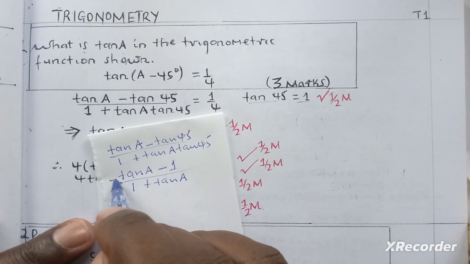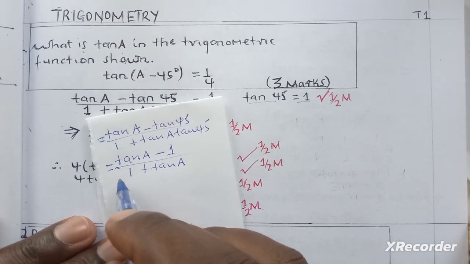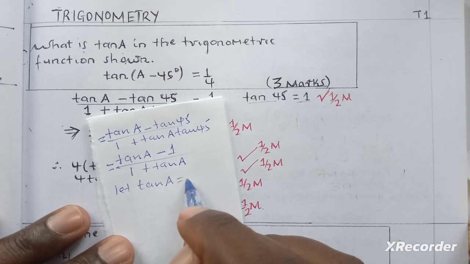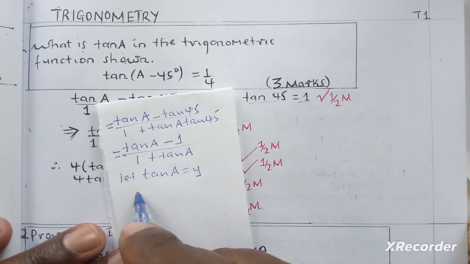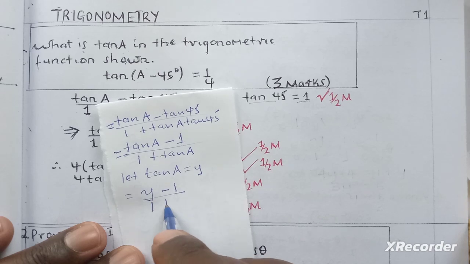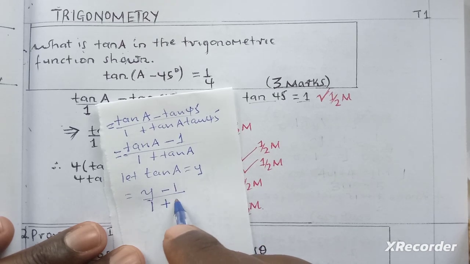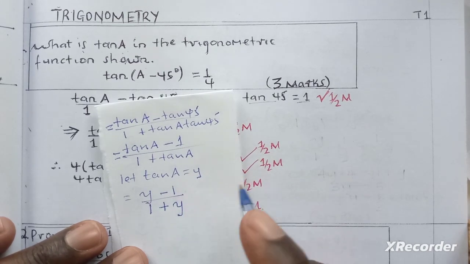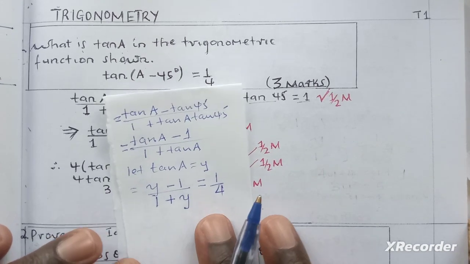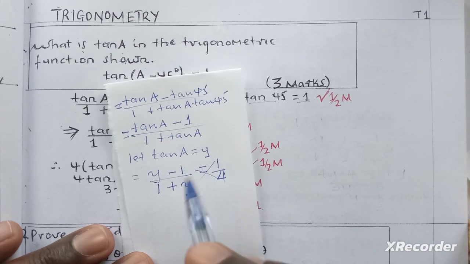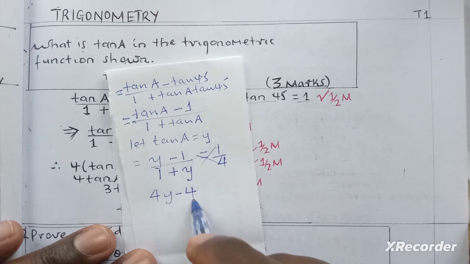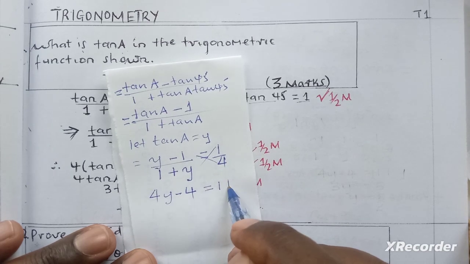So from there we can say let tan A be equal to y. So we will get y minus 1 all over 1 plus y, like that. And this one we are being told is supposed to be 1/4. So we cross multiply. This one we get 4y minus 4 is equal to 1 plus y.